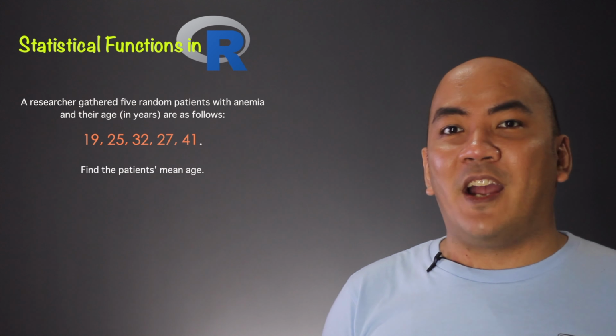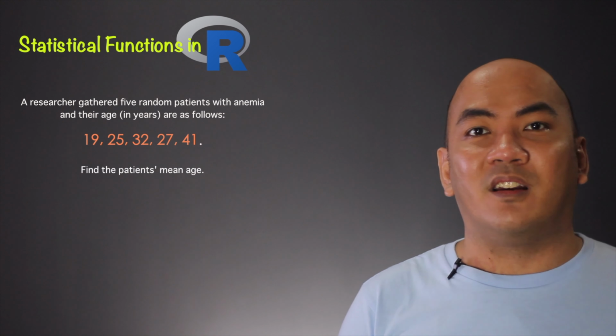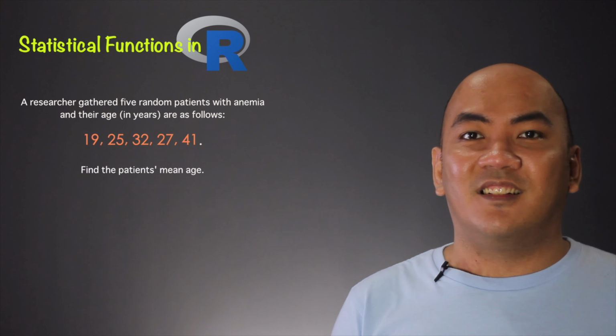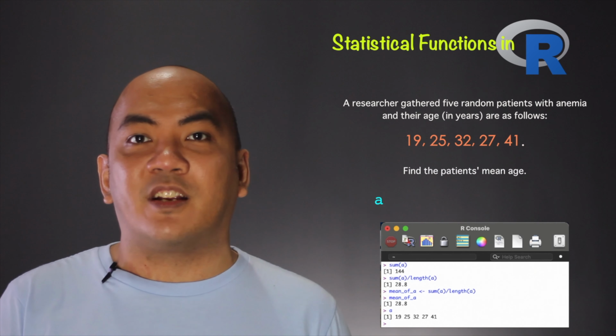Now let's try to calculate some descriptive statistics in R. Suppose a researcher gathered 5 random patients with anemia and their ages are 19, 25, 32, 27, and 41. And suppose we're asked to find the mean age of these patients. In case you have noticed, these values are the same values in our object A.